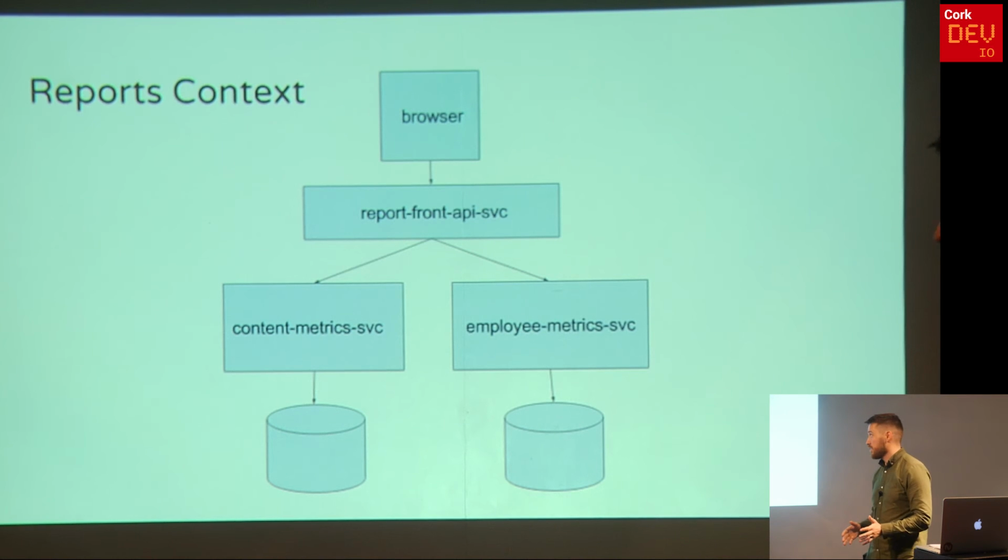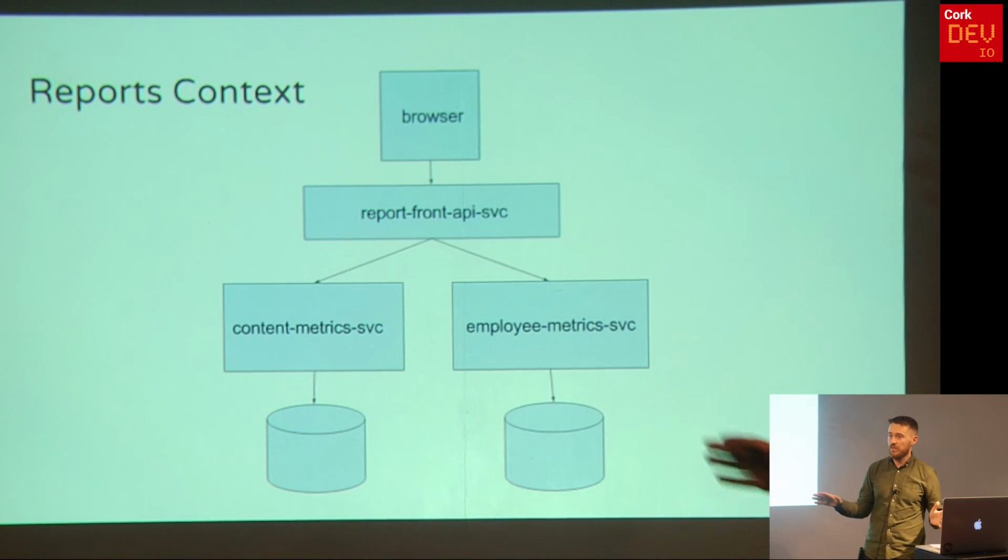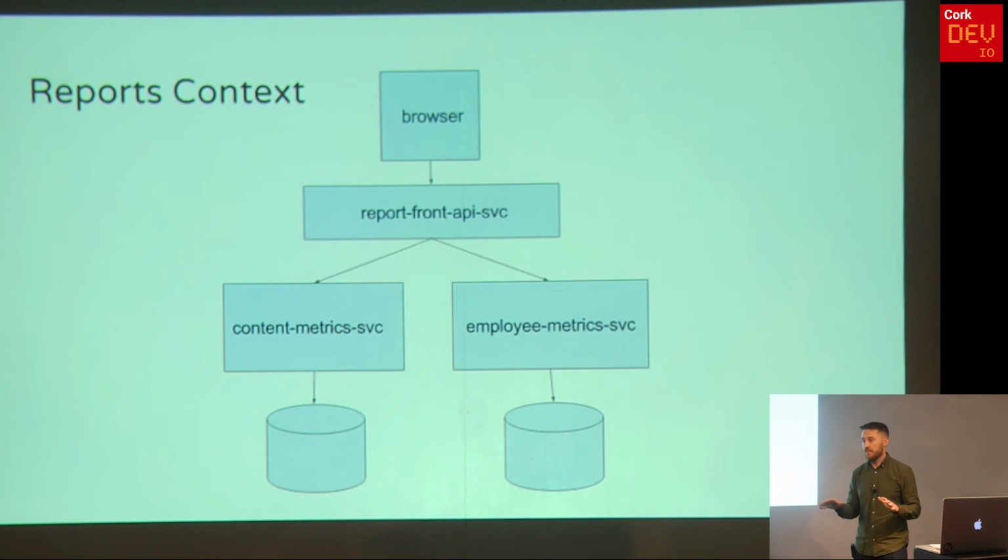So the context. This is our reports context. This is a very simplified view of our reports context. There are auxiliary services I've taken out, and there's no authentication or authorization or any of those concerns in it. Each of these services is roughly 500 lines of code, in or around. They're not big, they're quite small.